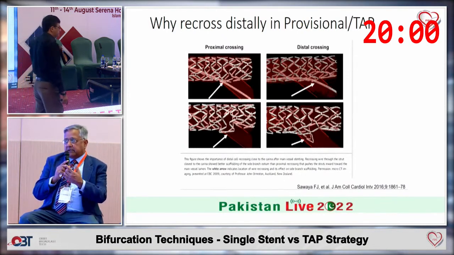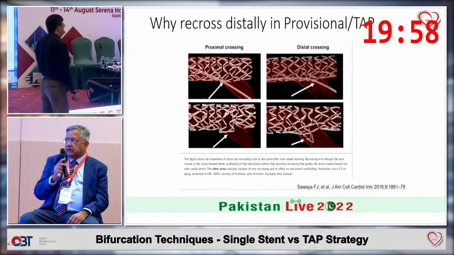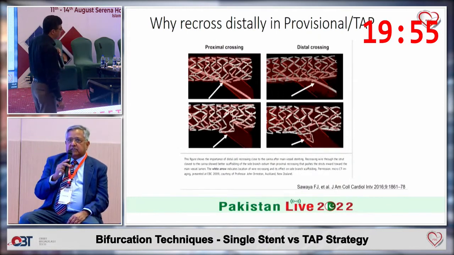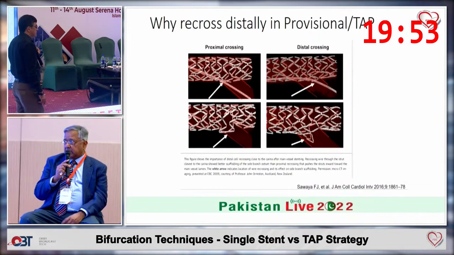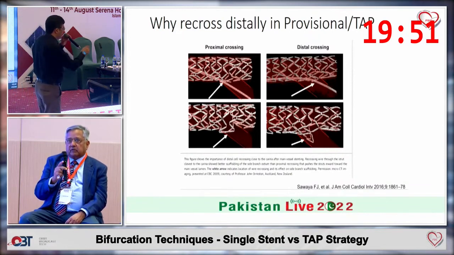This is from the article we published. Fadi was my fellow back in 2016. There are a lot of illustrations and some very good tips in this particular article. So this is the configuration, and all that helps a lot.